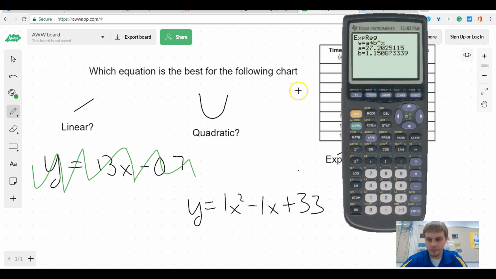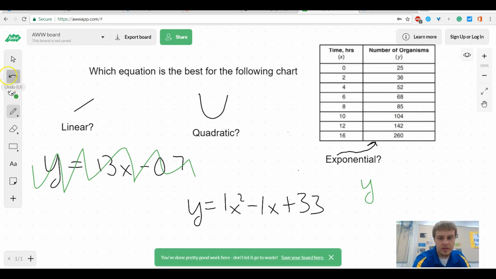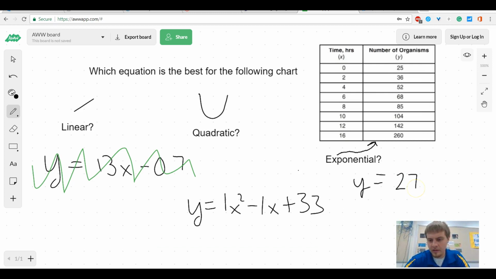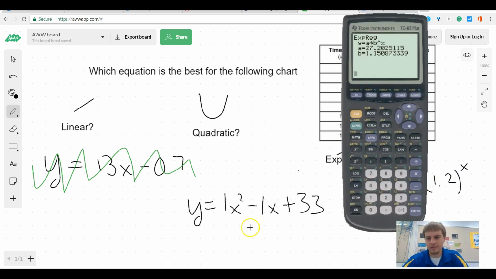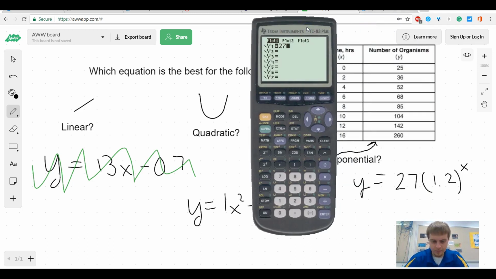So this would be y equals 27 times 1.2 to the x. I don't want to use green for this, I want to use the same color. So we just rounded that to the nearest tenth. And then let's just graph this thing. So we'll say y equals, plug that in, and hit graph.